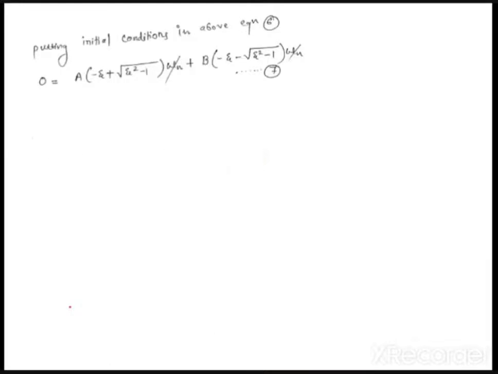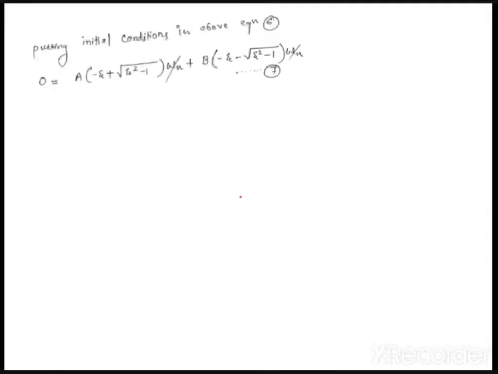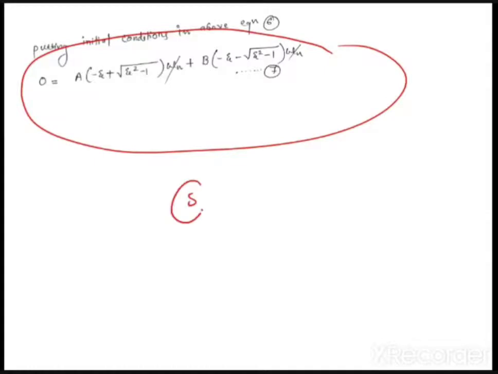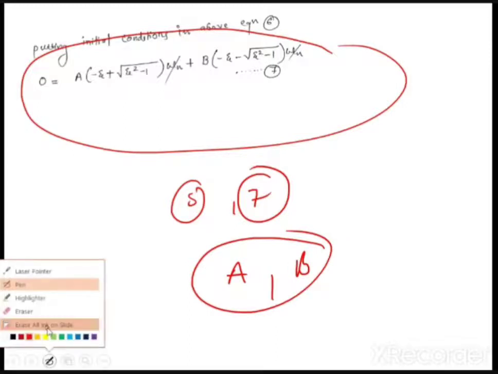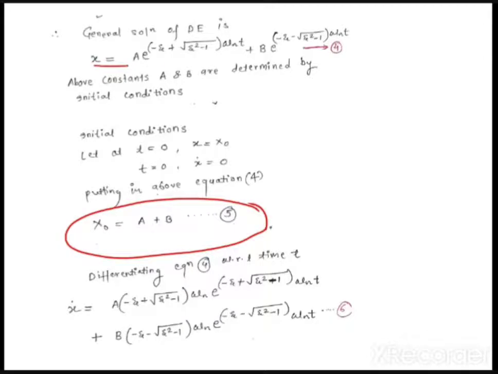So now I have got two equations: equation number 5 and equation number 7. You know that you have to solve equation number 5 and equation number 7, and you will get a and you will get b. And once you get a and b, this is your output equation.